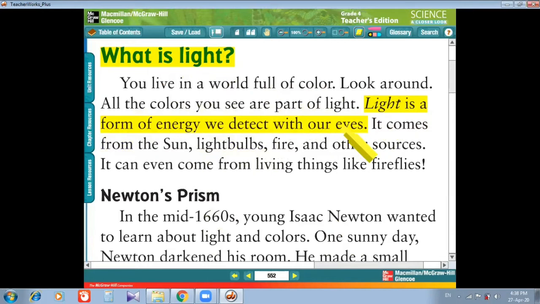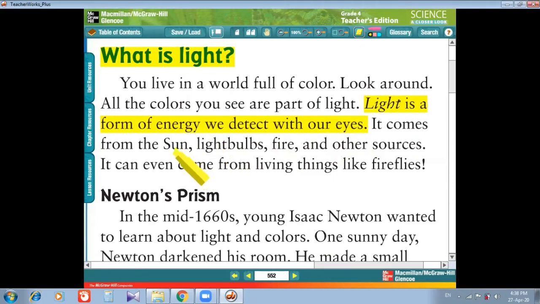You can see the colors around you. There are so many colors, and you can see the colors with the help of light. If light is not available, you cannot see anything. You cannot see the colors. What is light? Light is a form of energy we detect with our eyes.